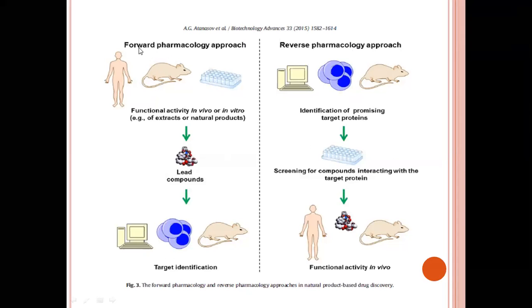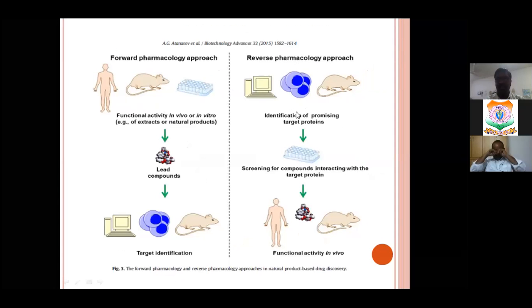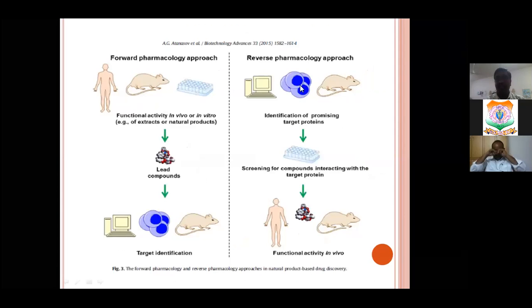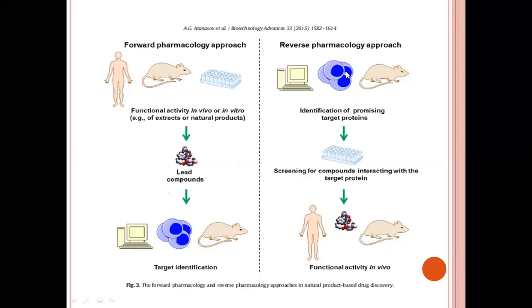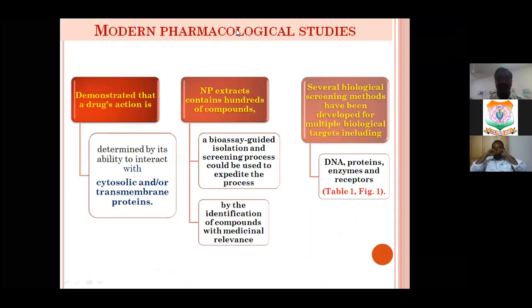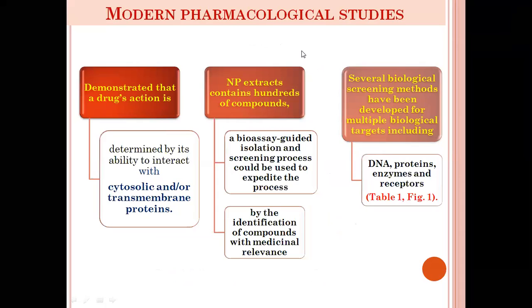The forward approach is time consuming and laborious, but the reverse pharmacological approach is very fast and has high accuracy. You will also get the mechanism of action of a drug from this reverse pharmacological approach, or nothing but the target based approach. I hope you are following. Listen to me now here. The modern pharmacological studies, what are they? Nothing but the target based approach.